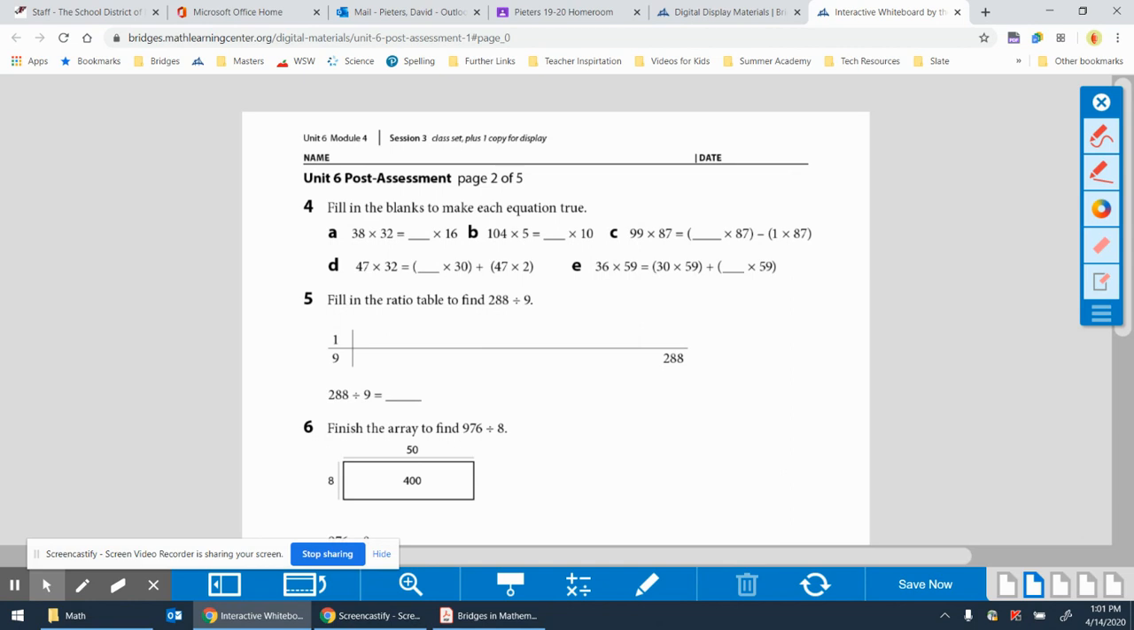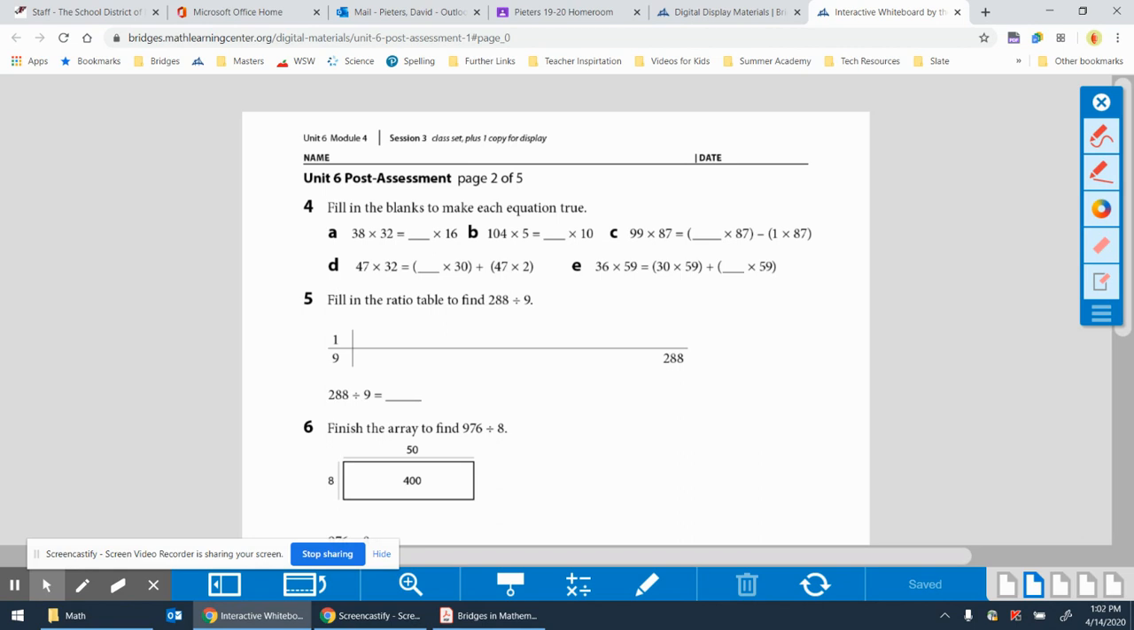All right, once again, we have these equations up here. And so this time, instead of doing true or false, we need to plug parts in to make them true. And so once again, Bridges was nice to us that they set them up in a certain way that we could see how the numbers are related. So we have 38 times 32 equals blank times 16. So the 32 is connected to the 16. So if you pay attention to that, you notice that they simply cut the 32 in half.